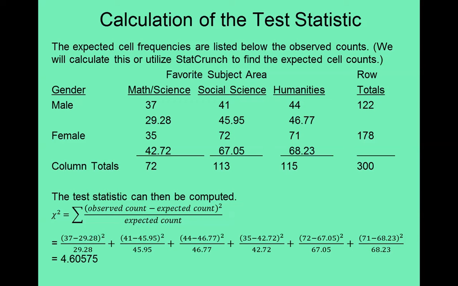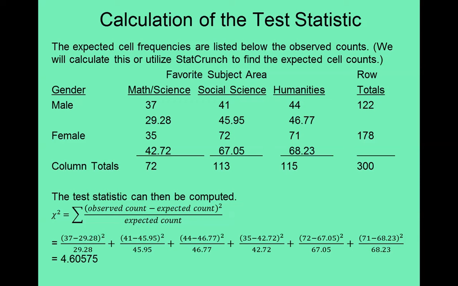The expected cell frequencies are listed below the observed counts in the table below. We can actually calculate these values ourselves or use software like StatCrunch to find the expected values. You should be able to do this with the row total times column total divided by sample size formula pretty quickly.